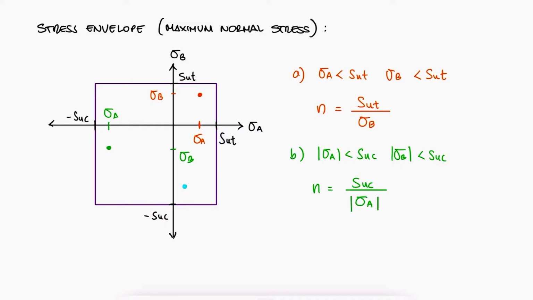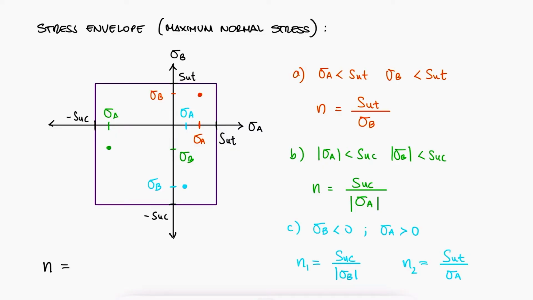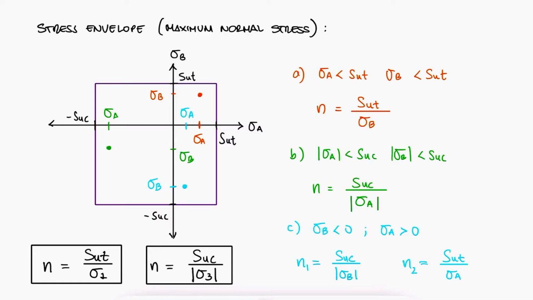Finally, if one of the principal stresses is negative and the other one is positive, we would compare the negative principal stress to the ultimate compressive strength and the factor of safety would be the lowest of the two, in this case N1. In general, regardless of if you're using the stress envelope, the overall factor of safety remains the same. Either SUT over sigma 1, the highest of the three principal stresses, or SUC over the absolute value of sigma 3, whichever factor of safety is lowest.